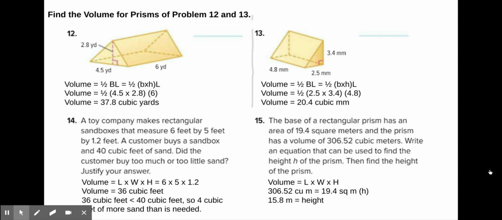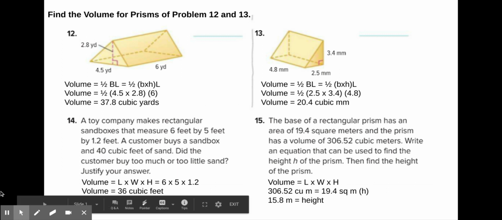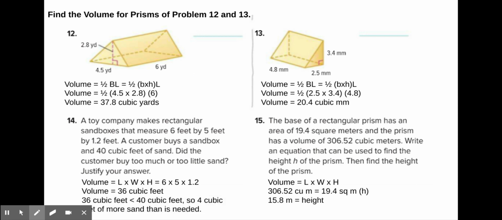Alright, so finding the volume for number 12. Well, let's look at this here, right? We've got a triangular prism here. You've got a triangle here, and so you get your base here, your little base, and you get your height right here, your little height there. And so you get your formula here for that triangle.